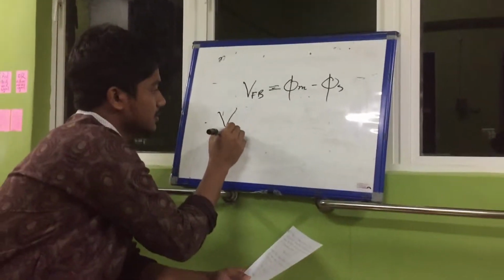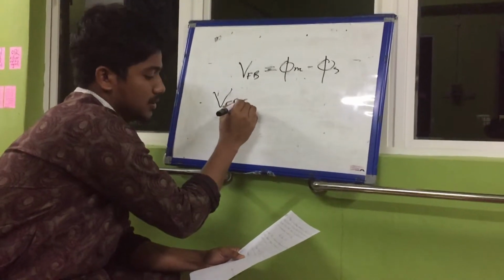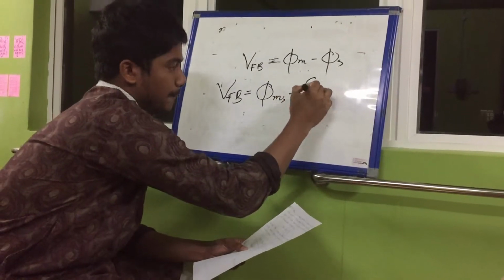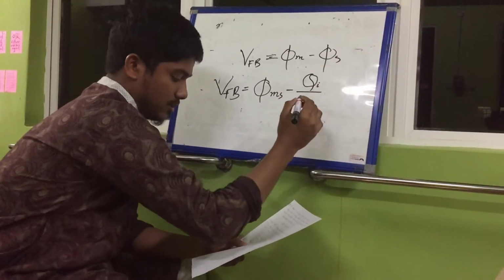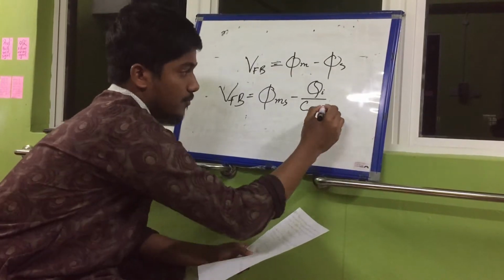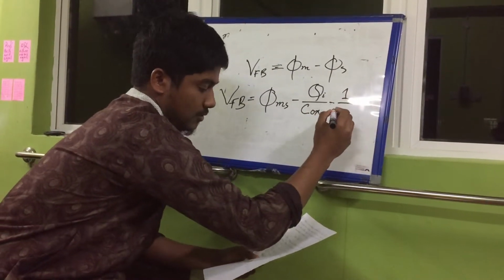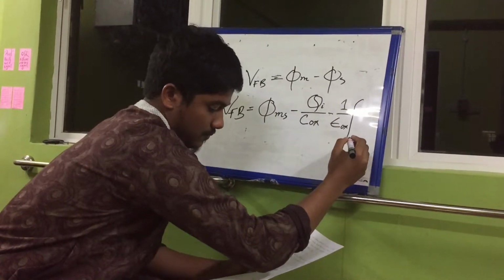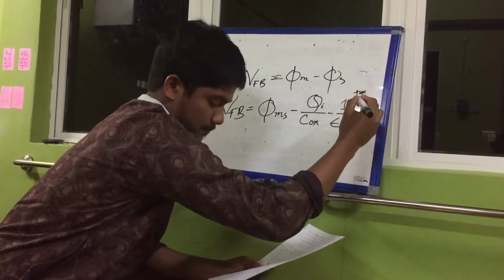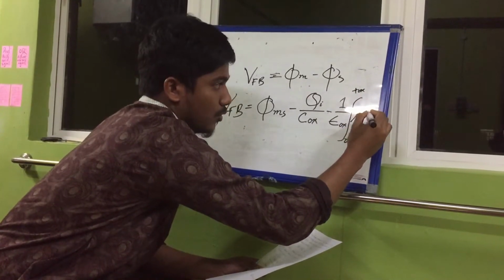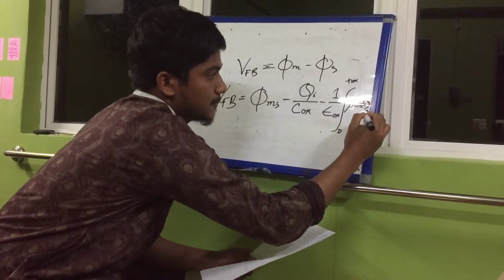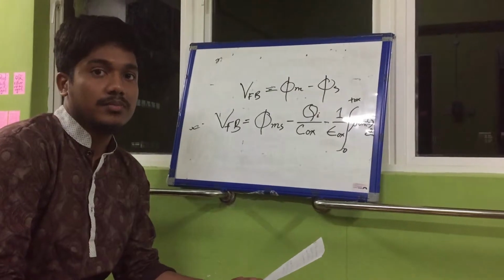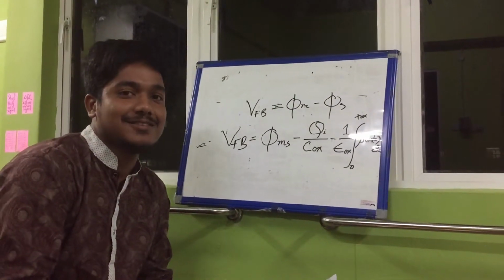The exact thing is V FB is equal to phi ms minus Q i over C oxide minus 1 over epsilon naught epsilon OX, the integral from 0 to tox of rho ox over x dx. So that's our real equation to get the exact flat band voltage. So I think you get the whole idea, and thanks.